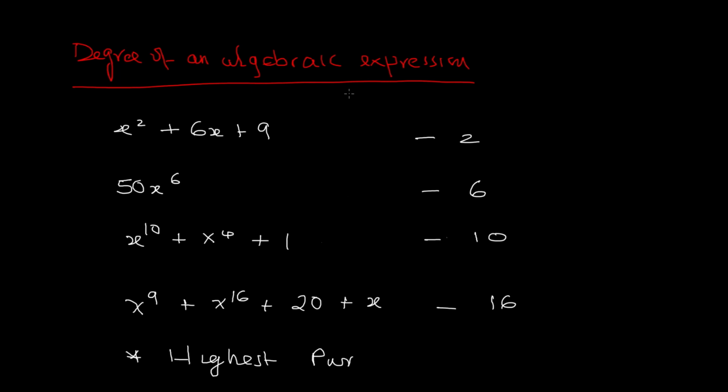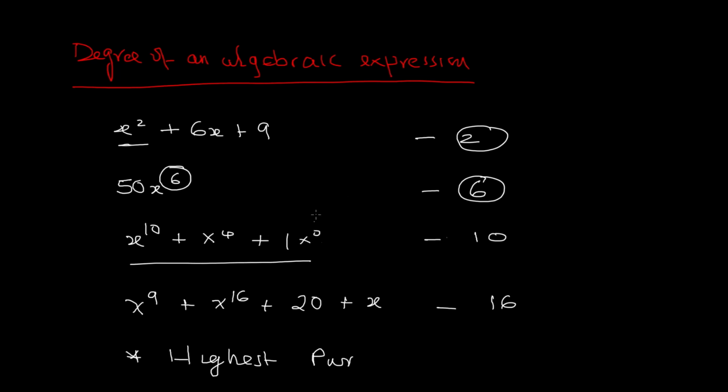So now you have to be able to understand the degree of an expression. For example, we give a few examples here. What would be the degree here? We look at the highest power here. So the degree here would be 2. What will be the degree here? The degree will be 6 here.